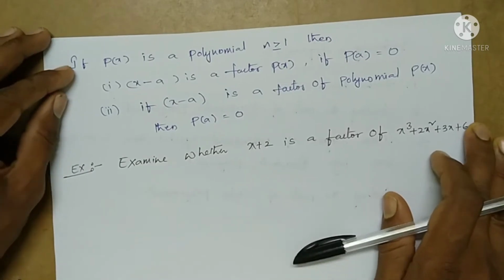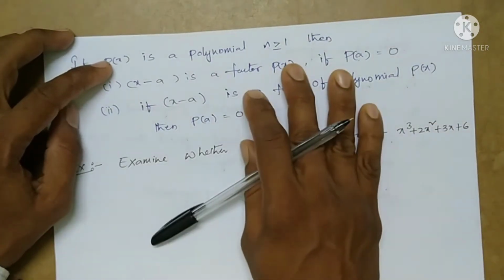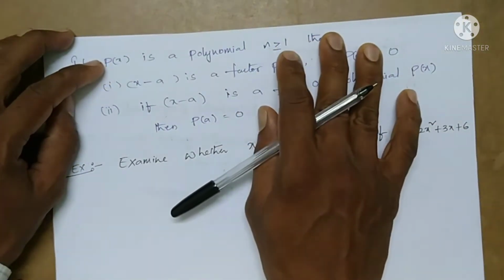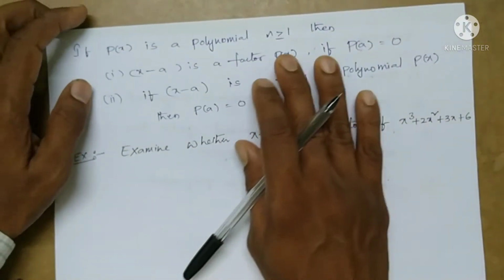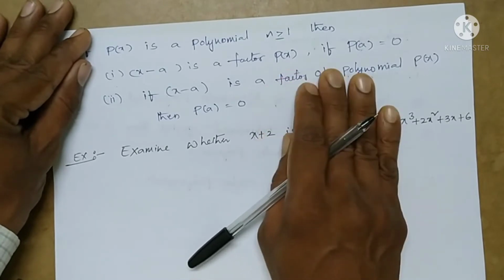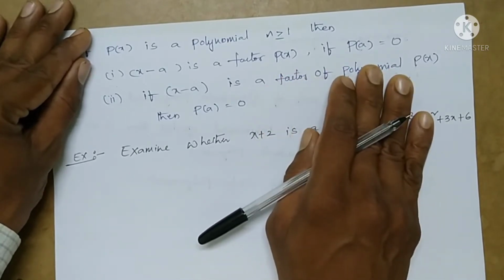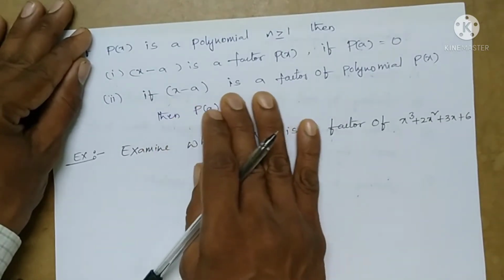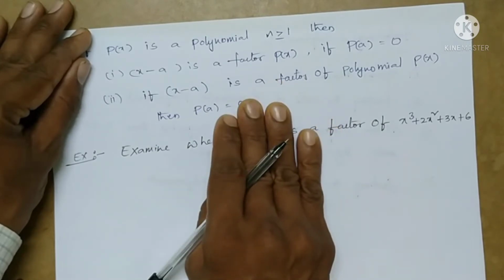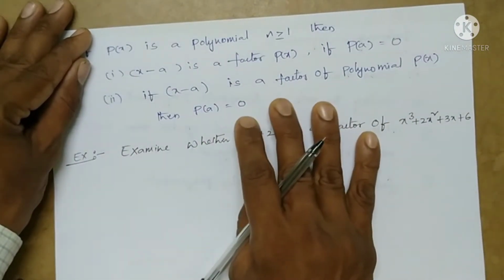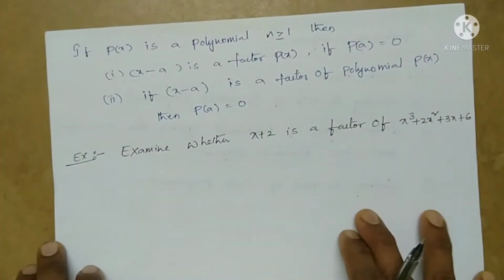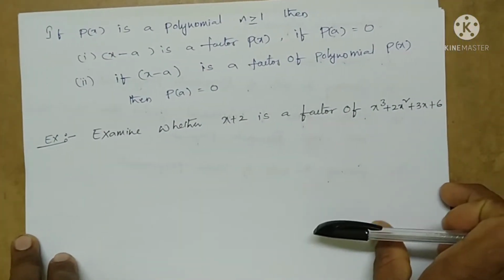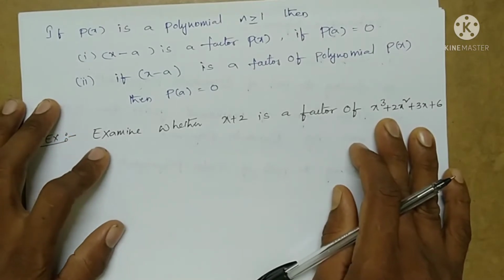So the factor theorem is: if p of x is a polynomial of degree n greater than or equal to 1, then x minus a is a factor of p of x if p of a is equal to 0. If x minus a is a factor of polynomial p of x, then p of a is equal to 0. Let us take one example. This is example 12 based on the factor theorem.